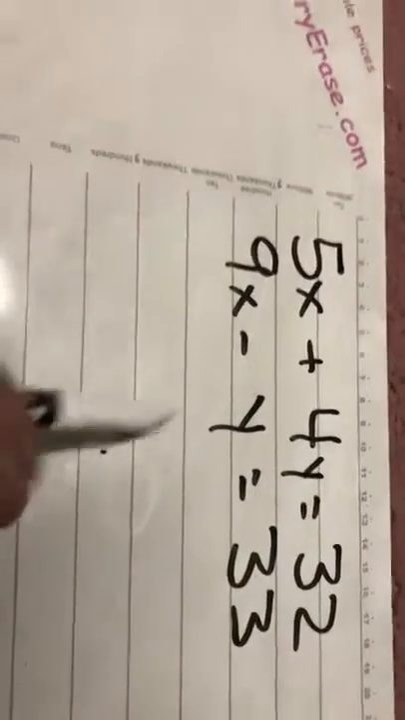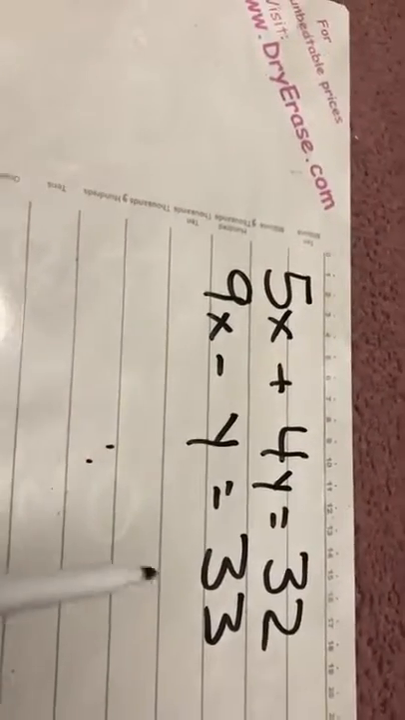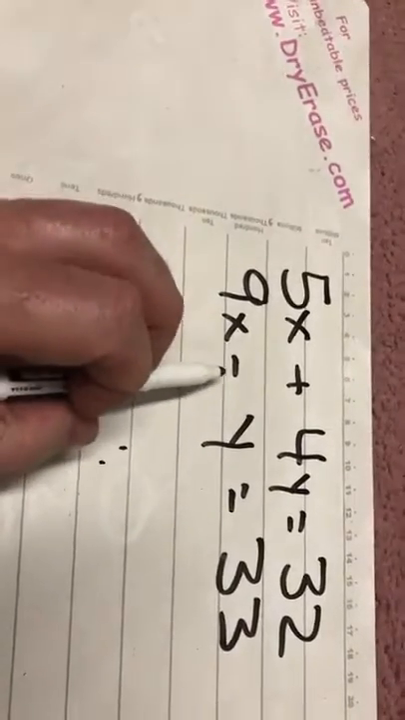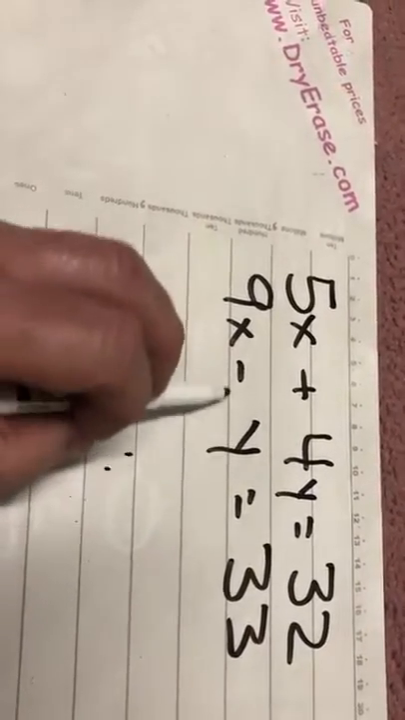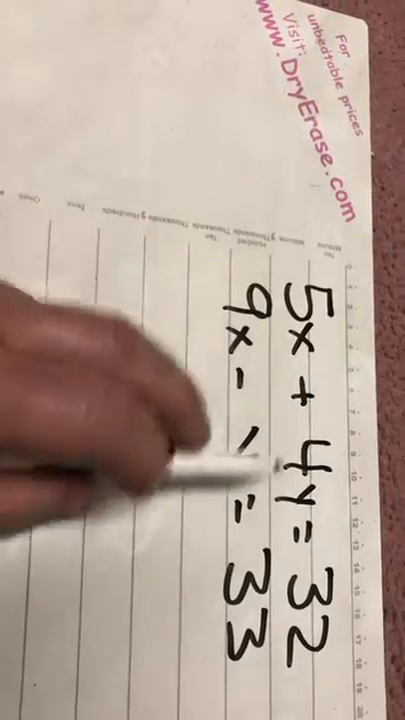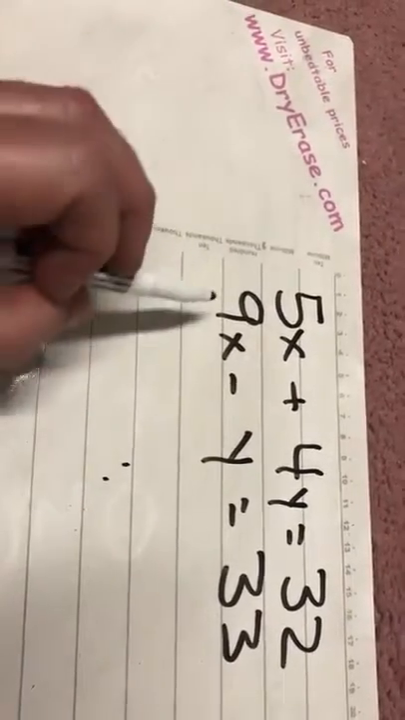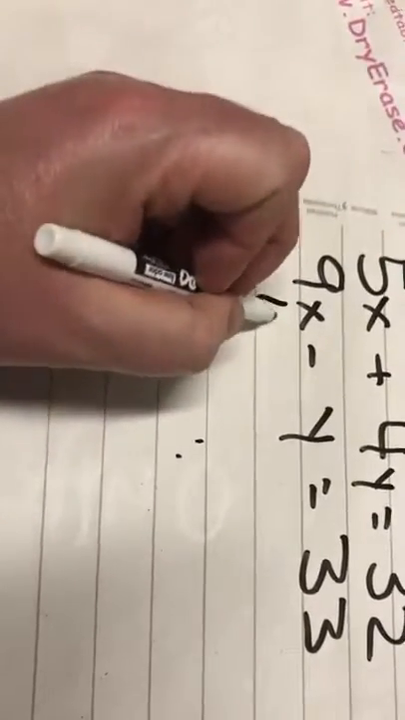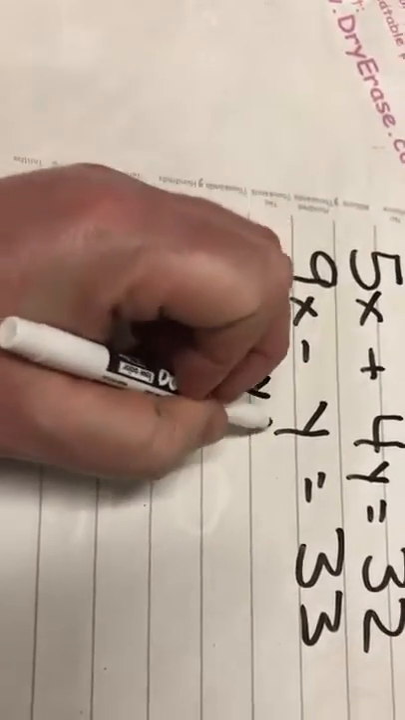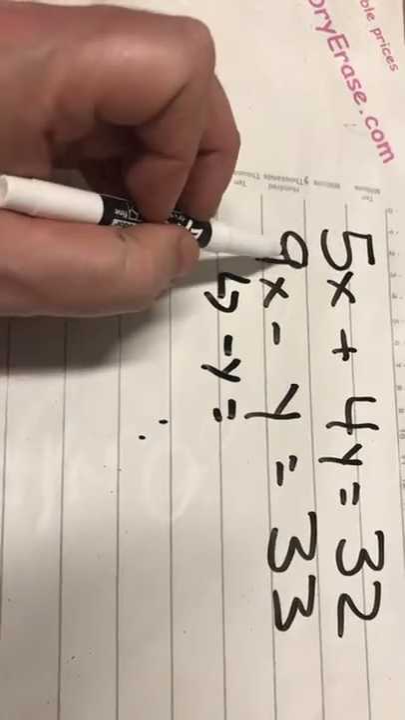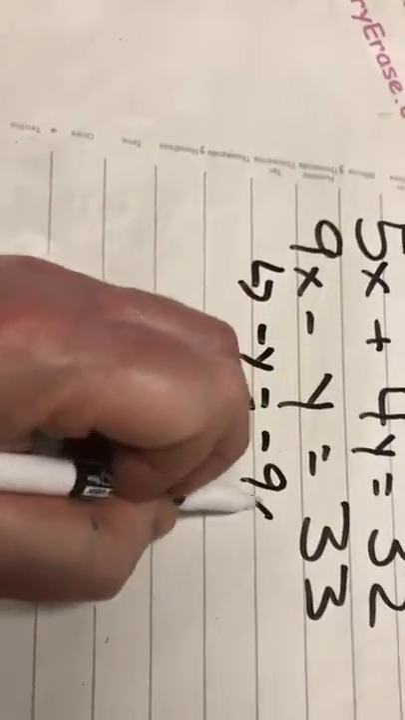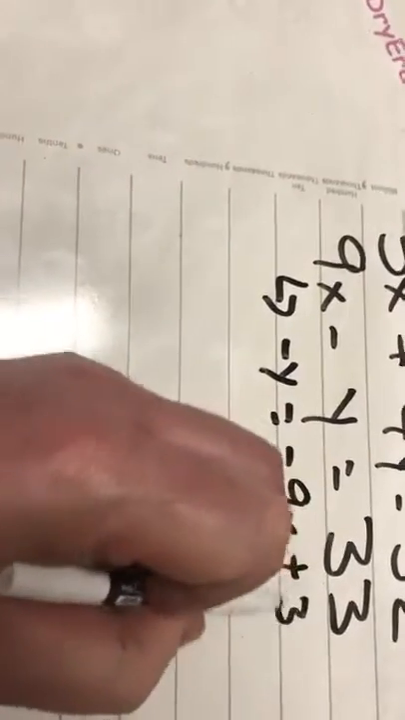The first one is 5x plus 4y equals 32, 9x minus y equals 33. Well, the first thing I'm going to do is isolate this negative y. This is the only place where I have x or y by itself, so it looks like I'm going to be working with 9x minus y equals 33. I'm going to think about this as negative y equals, and I'm going to bring this 9x over to this side. That's going to make it a negative 9x plus 33.